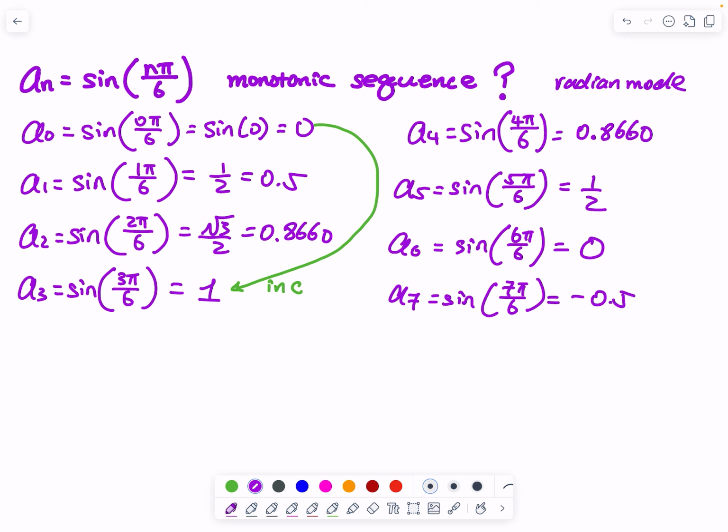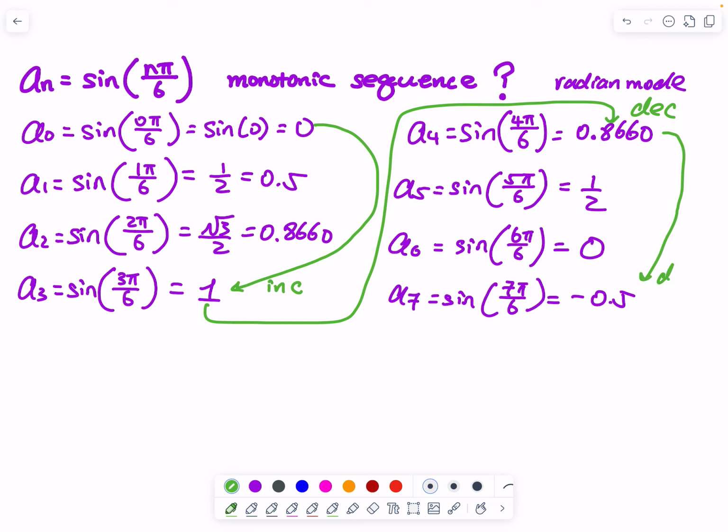We go from 0 to 1, and then from 1 back to 0, and it looks like we keep decreasing. Are we going to go back up again? And then n equals 8, sine of 8 pi over 6. Oh, I didn't try 8 pi over 6 on my notes.